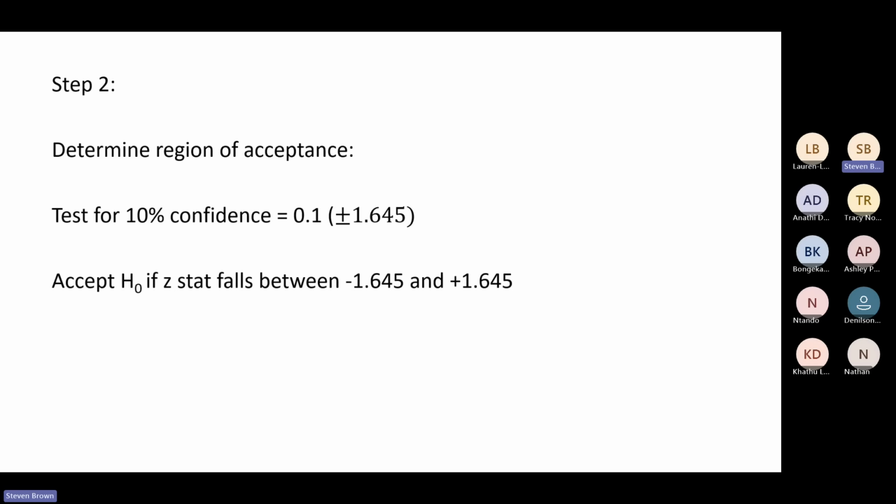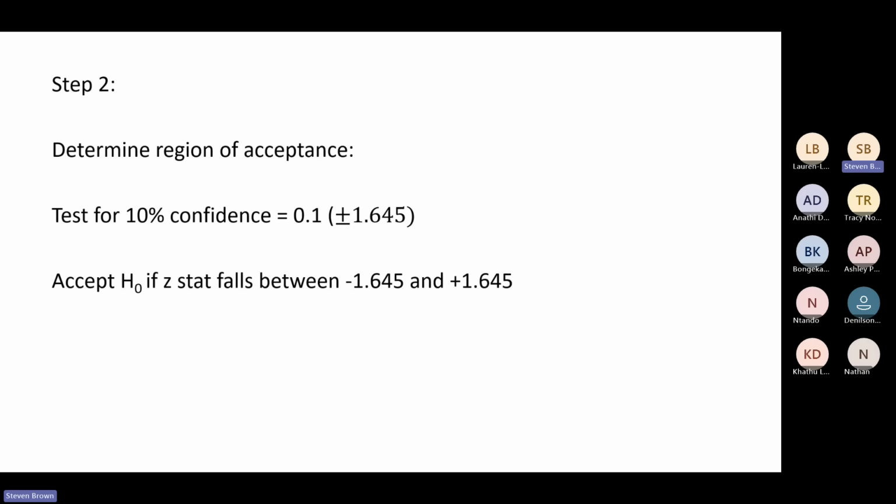Go to the top of the table. They're talking about 3 numbers that are linked with 3 levels of significance. Learn them, know them, because you're going to need to use them pretty quickly and efficiently. So in this particular example, they're testing for 10% level of significance, and therefore, the number is plus minus 1.645.